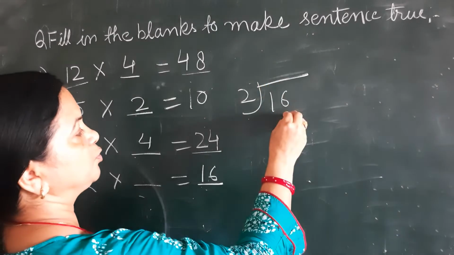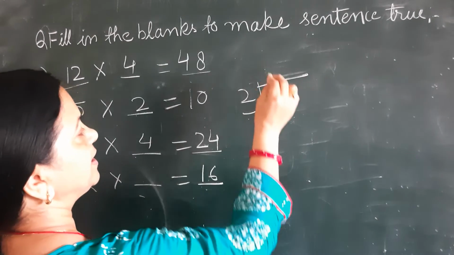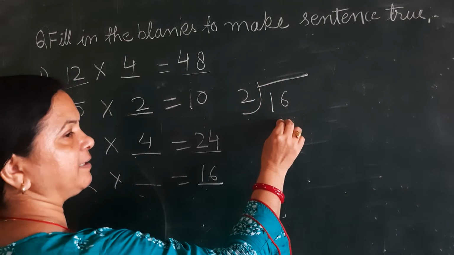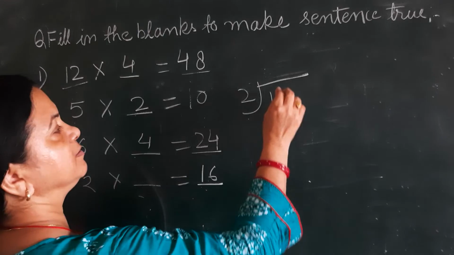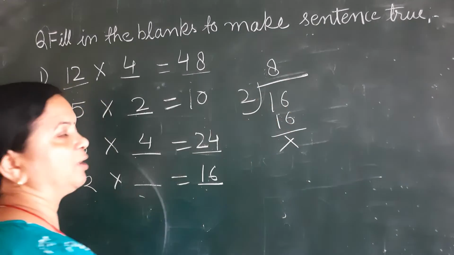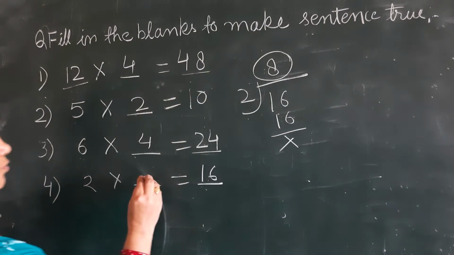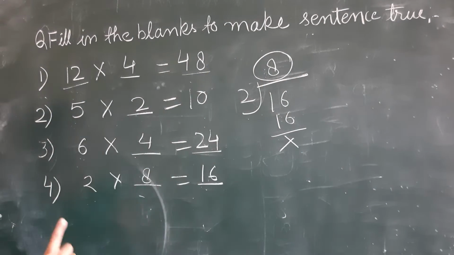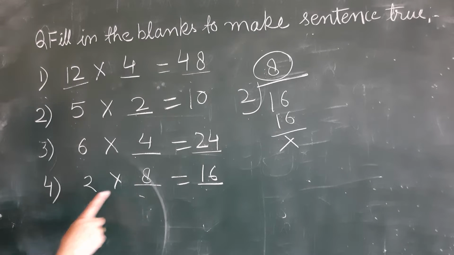2 1 ja 2, 2 2 ja 4, 2 3 ja 6, 2 4 ja 8, 2 5 ja 10, 2 6 ja 12, 2 7 ja 14, 2 8 ja 16. Okay, student. Now what will come here? This 8 will come. Okay, we write 8. Okay, and the product of the 2 8 ja 16 is equal to this side.